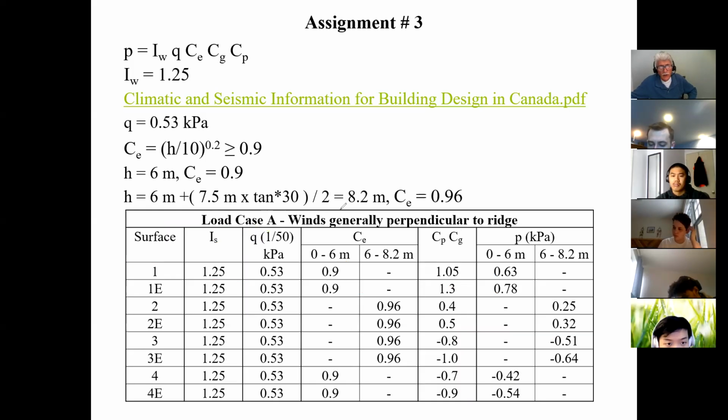So here's the values, and like I said, this is load case number A. In other words, what they mean is that this is the ridge here, okay, of your building, and therefore the wind is generally perpendicular to that one. Then of course you have the other case where you have wind parallel to the ridge, and that's called case number B.